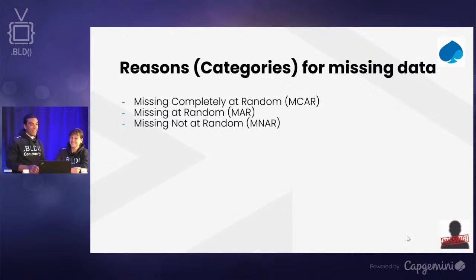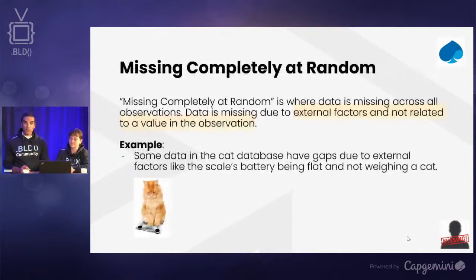Let's go through some categories that we have on missing data. We have three main categories: missing completely at random, missing at random, and missing not at random. We'll go through each of them.